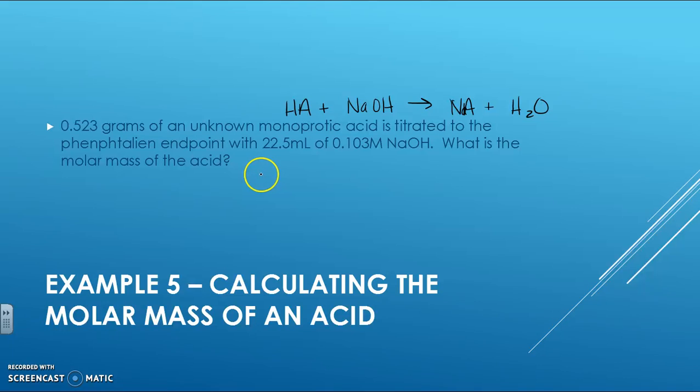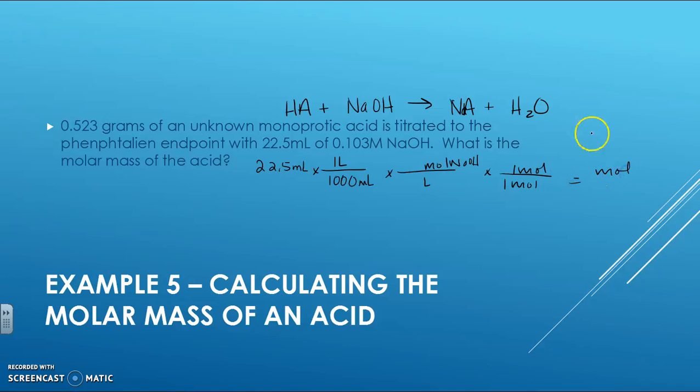Okay, I'm probably going to get cut off here. I hope I don't, but if I do, what you're going to do is just take the 22.5 milliliters, and we've got to change it from milliliters to liters. Okay, to liters, right? And then we're going to do liters and moles of the NaOH. Okay, and then do your 1 mole to 1 mole ratio, and that's going to give you moles. I'm going to get cut off here. We want molar mass, which is grams per mole. So finish this up, bring it to class with you, and we'll check your answer when you get to class.